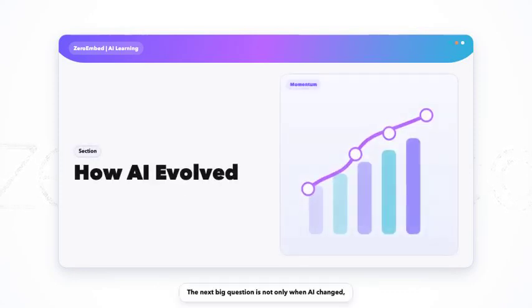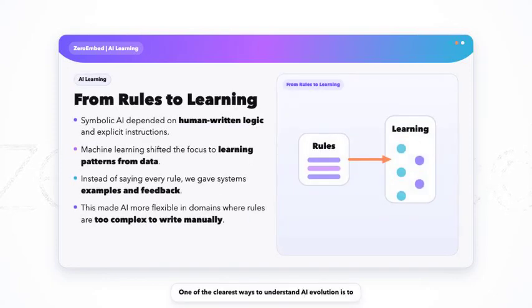The next big question is not only when AI changed, but how the core approach itself evolved over time. One of the clearest ways to understand AI evolution is to compare rule-based systems with learning-based systems.